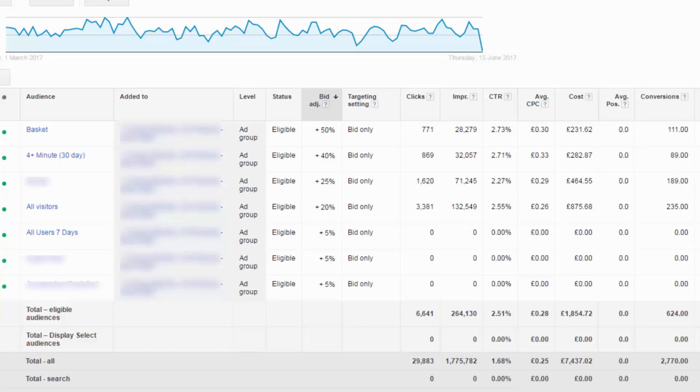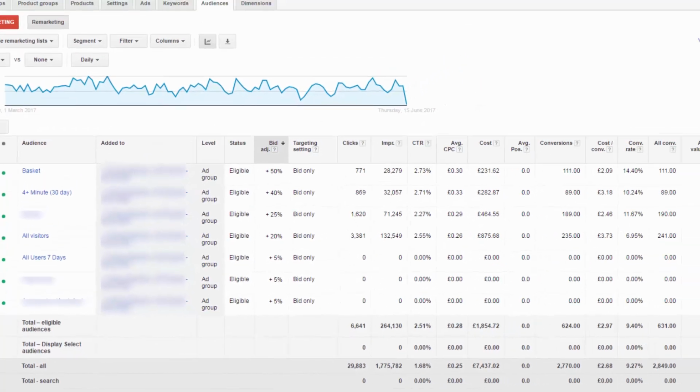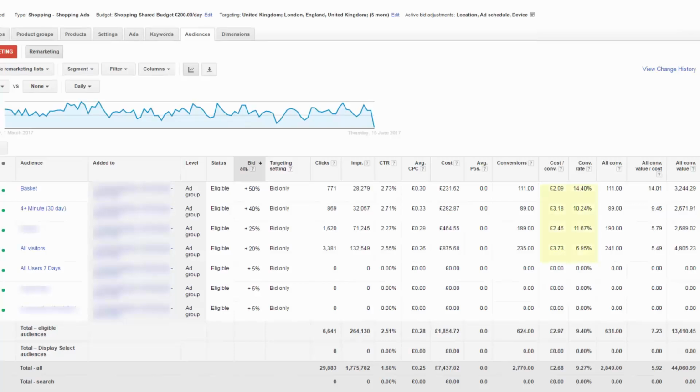And as you can see, roughly speaking, cost of conversion and conversion rate comes down with that intent. So you could argue actually that our 4-minute 30-day audience here needs to be underbid compared to this specific segment here, this audience. But even so, look at the conversion rates and the cost of conversions and the revenue.